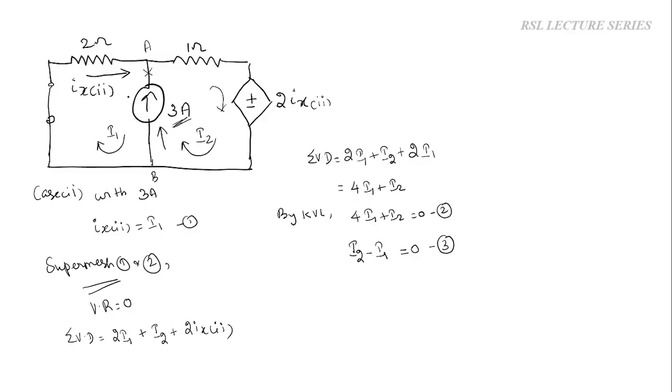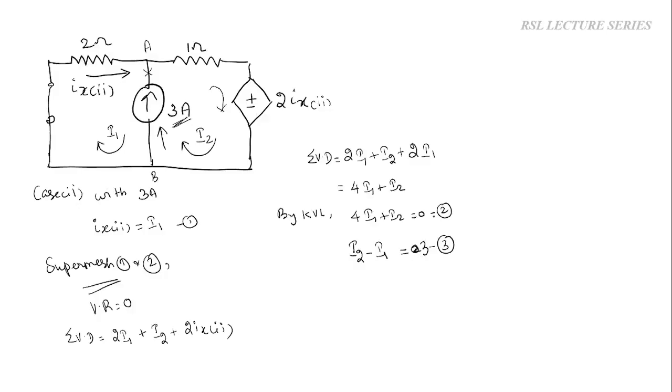Suppose the current direction is given in the opposite direction, in the downward direction. Suppose the current is flowing from A to B. In that case, what we have to write is I1 minus I2, because the current source direction and I1 direction are in the same direction. Similarly, in this case, I2 is in the same direction as that of the current source. So we have to write I2 minus I1 and equate it to 3 ampere. Sorry, here we'll get 3.